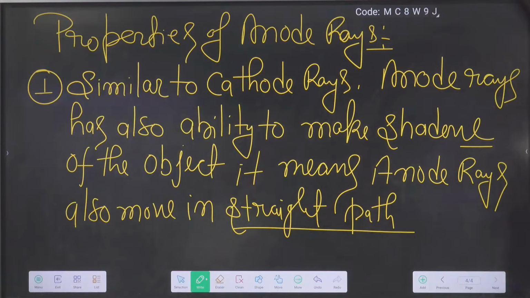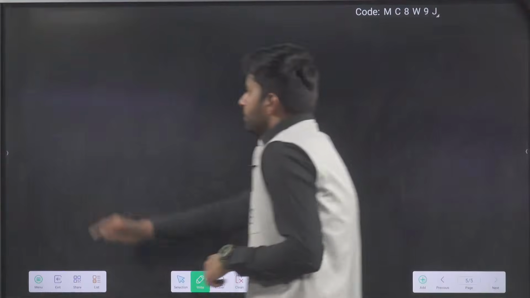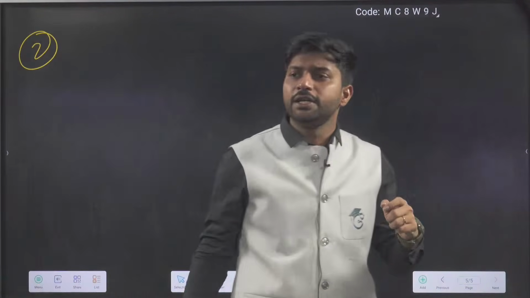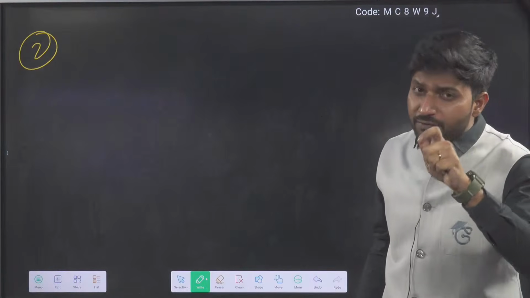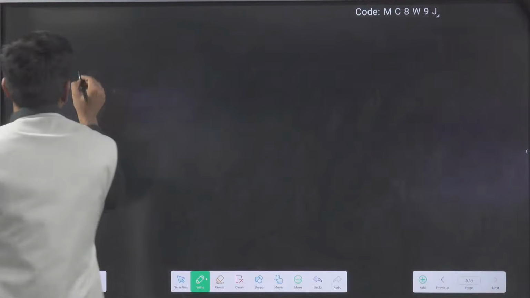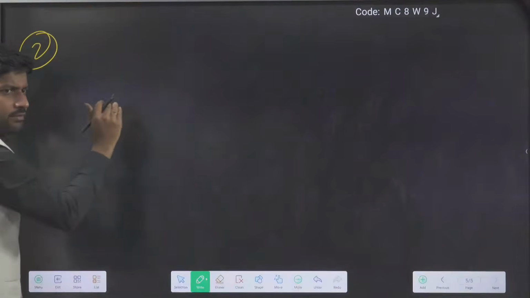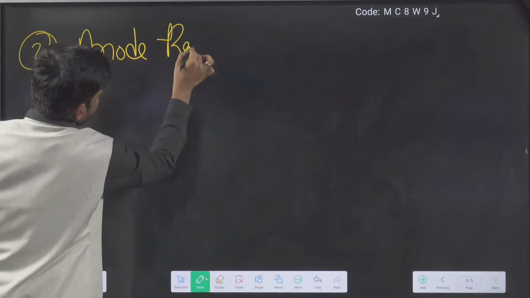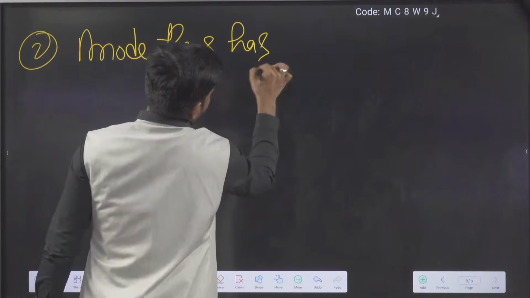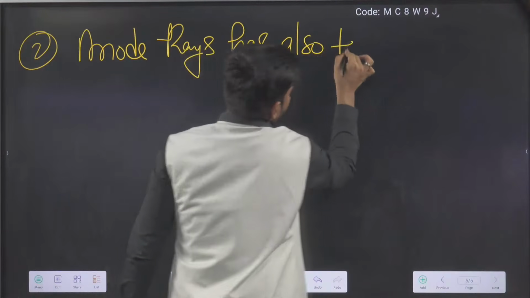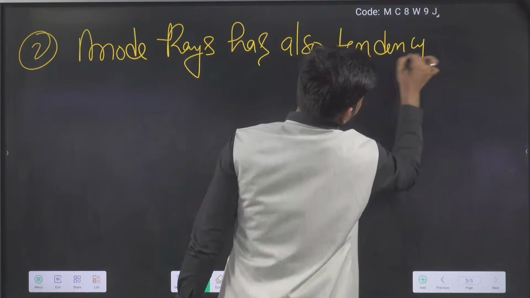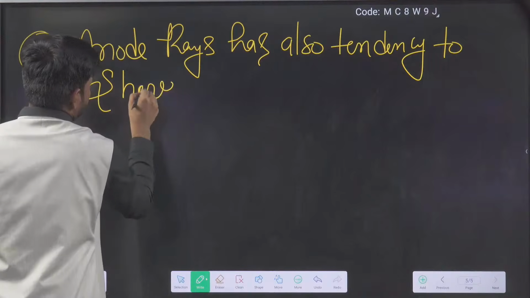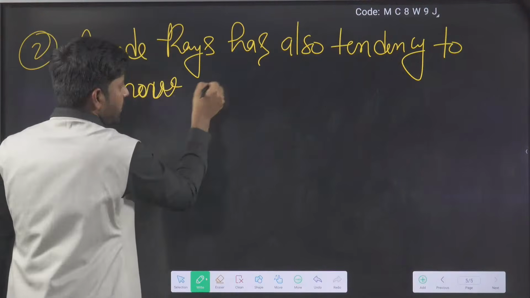Second point. What was the second point on that side? Cathode rays have the ability to show what? Heating effect. Similarly, anode rays also have the tendency to show heating effect.